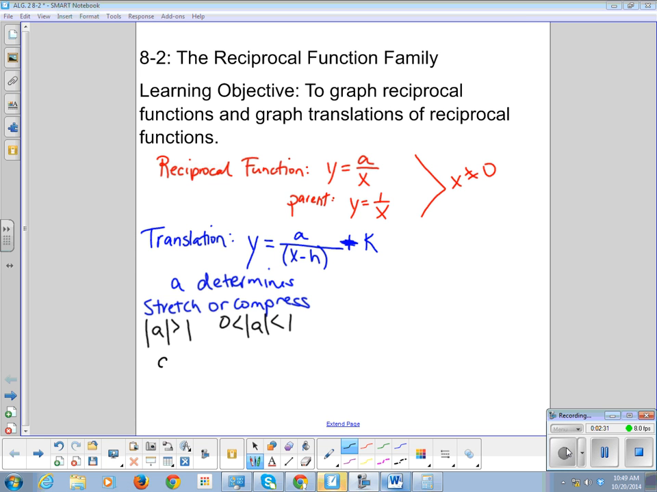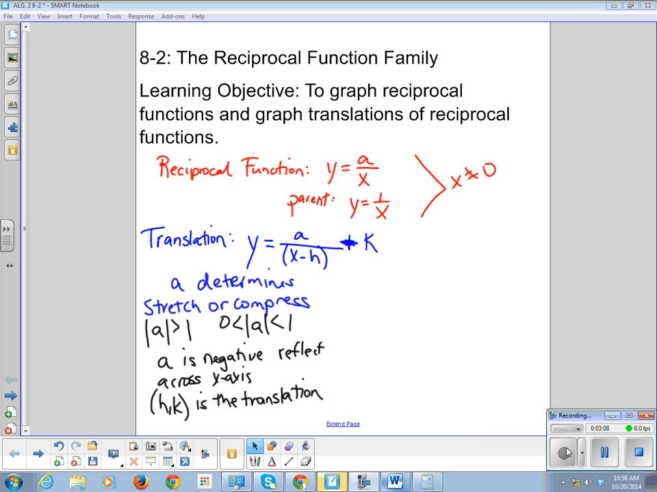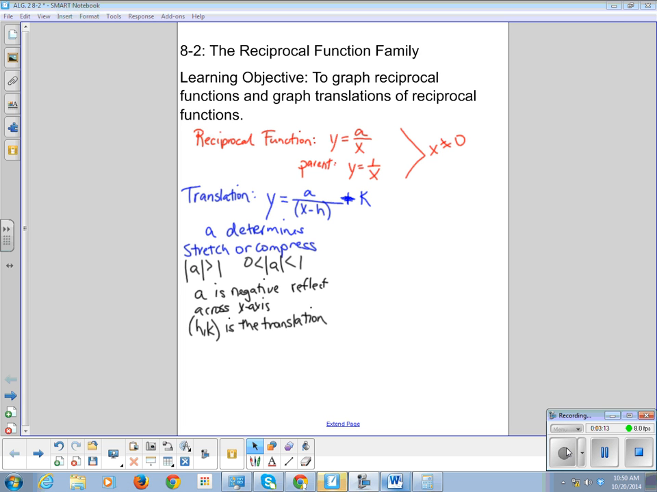If our a is negative, then it's a reflection across the x-axis. And h comma k is the translation. So let me show you how that all works together.